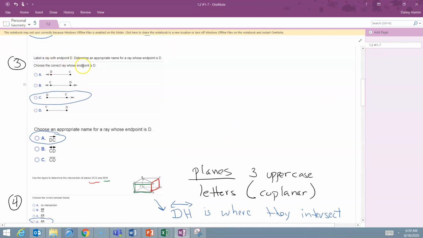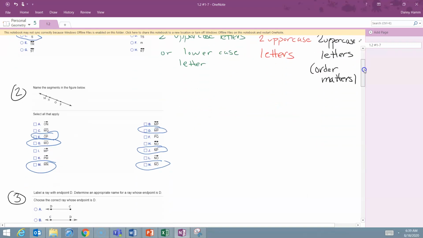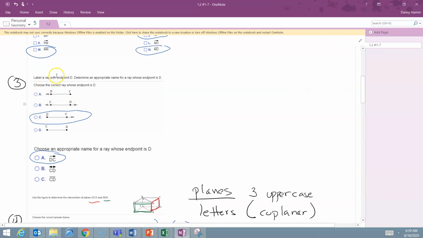Once again, we're looking at a ray, and ray is the only one, if you look up here at the notes, where the order matters. So in a segment, we can write those in any order, as long as those letters are on there. So I could write this as segment OP or PO. The order of it doesn't matter. But when we're looking at a ray, it does matter.